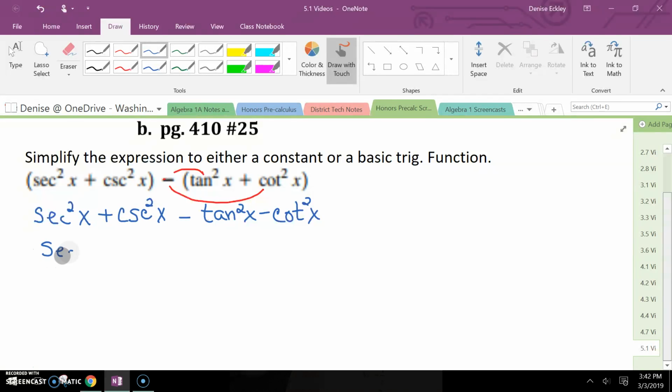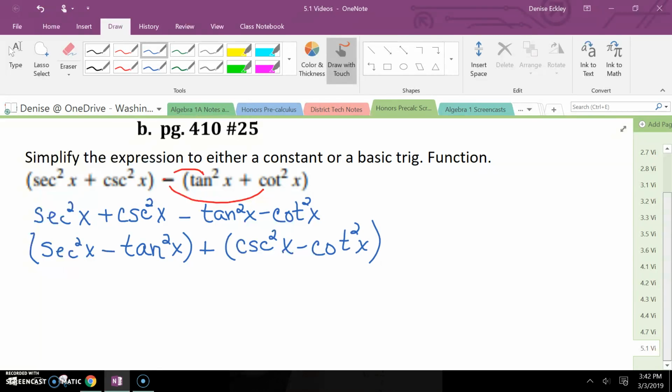So secant squared x, if I now pair it next to the subtraction of the tangent squared x, and I can think of those as one thing, and then I have a cosecant squared x minus a cotangent squared x grouped together.